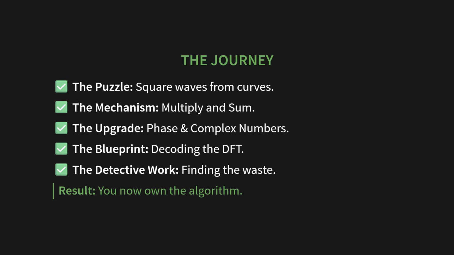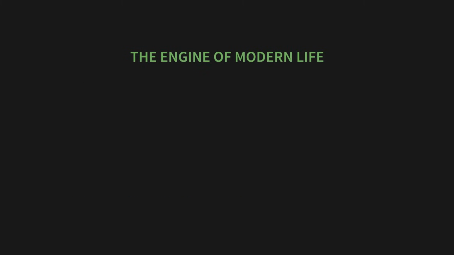After that, we found the blueprint. We decoded the formal DFT and realized it was just the plan for the machine we'd already built ourselves. And finally, we did some detective work. We found the waste in the algorithm and figured out how to eliminate it. The result of all this? You now own the algorithm. You don't just know how it works, you know why it works.